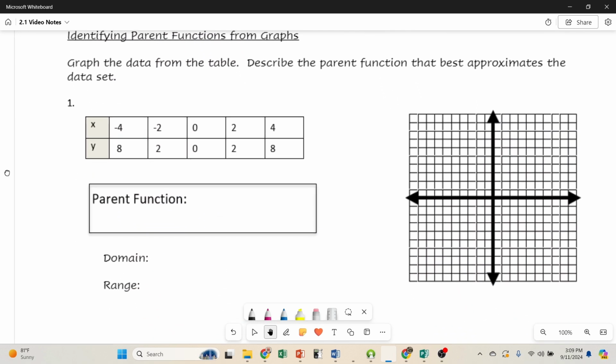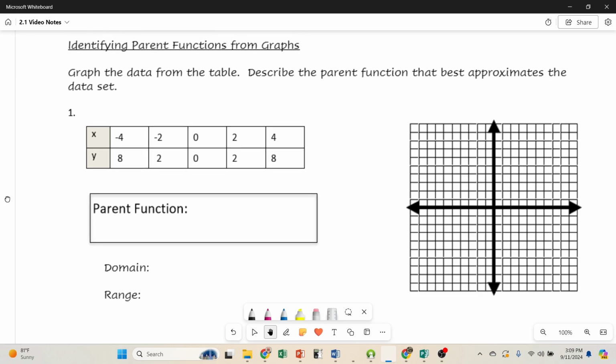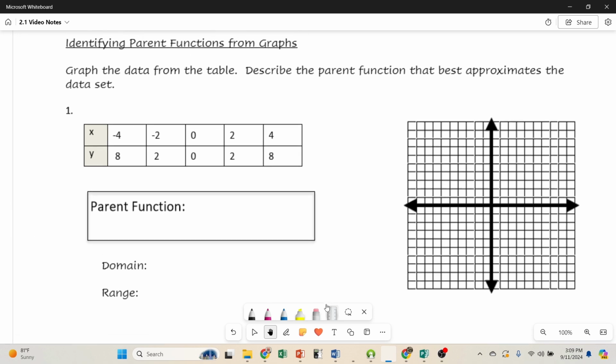So one of the things we can do is we can take some data and we can plug it in to a graph, and then we can go and figure out what type of function is the best fit. Okay, so we're going to do that. We're going to go to -4, 8, and up here to 8. And then we're going to go to -2, and that's going to take us to 2, and this is 0, 0, and then we're going to be at 2, 2, and we're going to be at 4, 8.